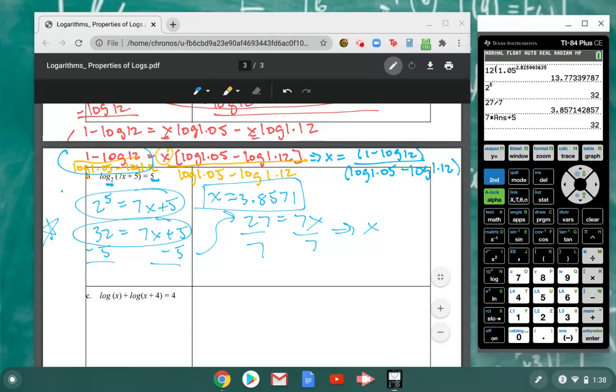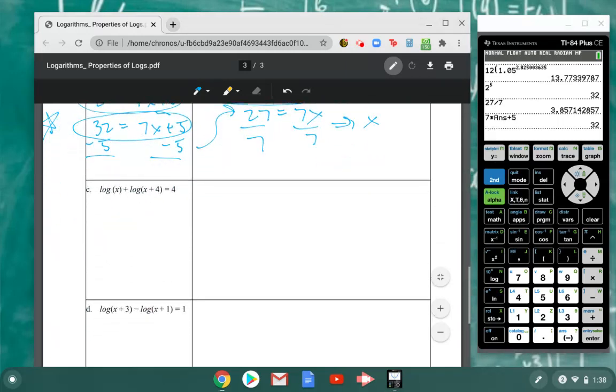Okay, next one, part C. So for part C, I noticed that I've got a plus sign. And that plus sign means that I can combine these into the logarithm of a product. So I'm going to rewrite this as the log of x times x plus 4 equals 4. Let me just simplify that a little bit. If I distribute my x, I get x squared plus 4x is equal to 4.